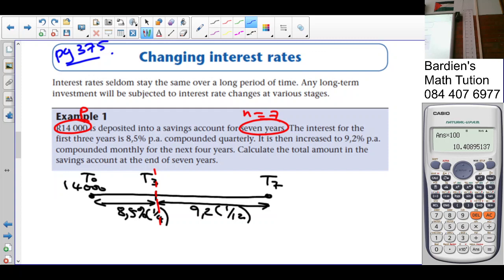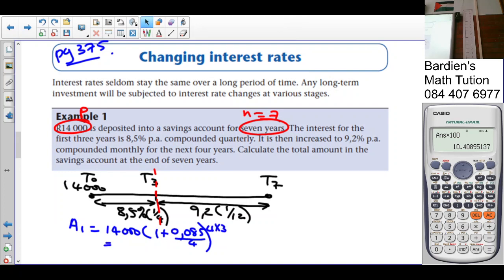The first part we're going to say for A1, the first part of the calculation up until T3, is going to be 14,000 Rand into 1 plus 0,085 over 4 to the exponent 4 times 3. You all agree with that? Let's go with that. 14,000 into 1 plus 0,085 over 4 to the exponent 4 times 3.